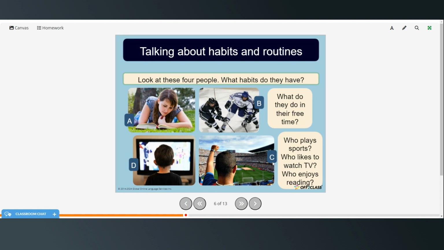All right, so look at these four people. What habits do they have? What do they do in their free time? Who plays sports? Who likes to watch TV? And who enjoys reading?